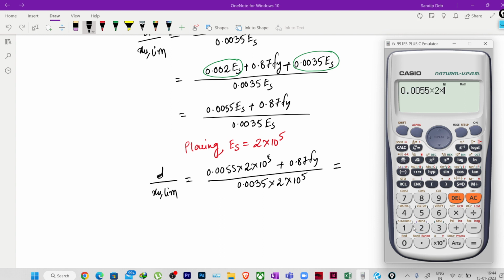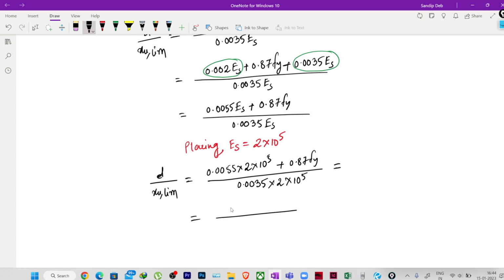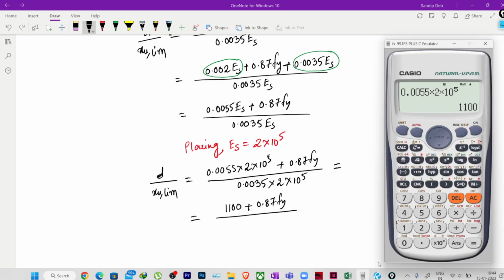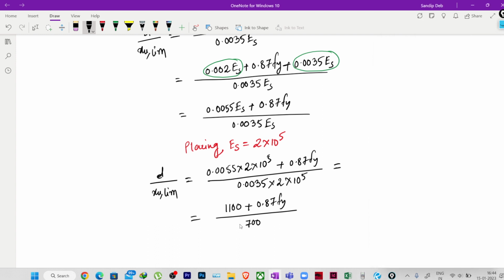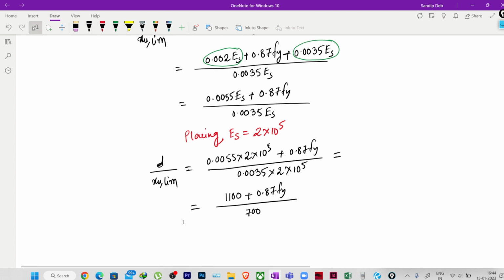0.0055 multiplied by 2 multiplied by 10 power 5. So we are getting 1100 plus 0.87 Fy, and here if we just write 0.0035 multiplied by 2 multiplied by 10 power 5, it will be 700. Now we can easily find the Xu limit if you just reverse it.